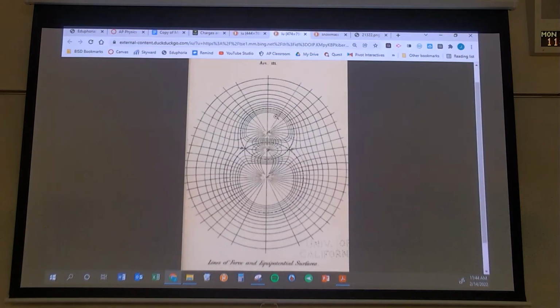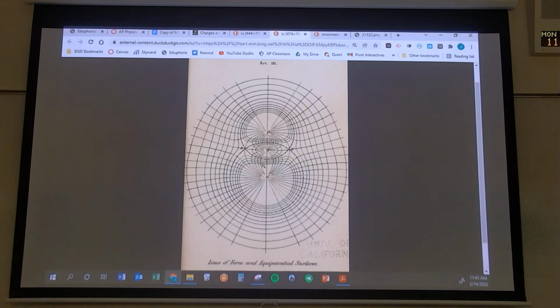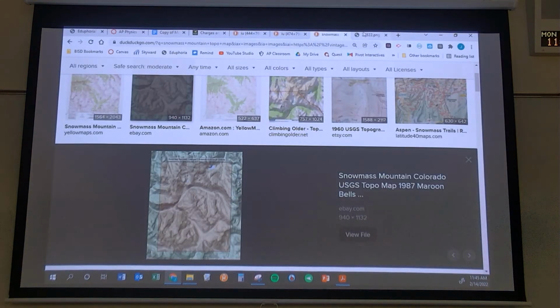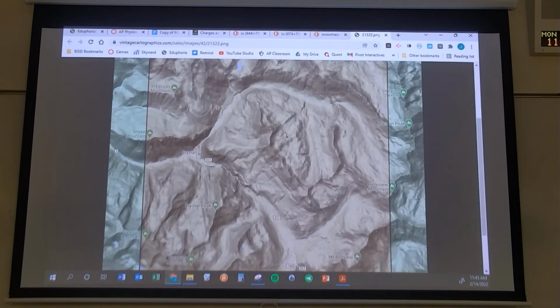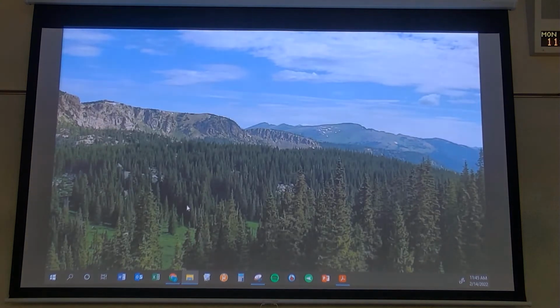So yeah, again, these are published in books, but these are based on the hand drawings that he did based on his hand-done calculations. And this is Snowmass Mountain. If you ever get a chance to get there, Snowmass Lake right there. It's one of the coolest spots in the world. Have you had the chance to get there? Yeah, a couple times.